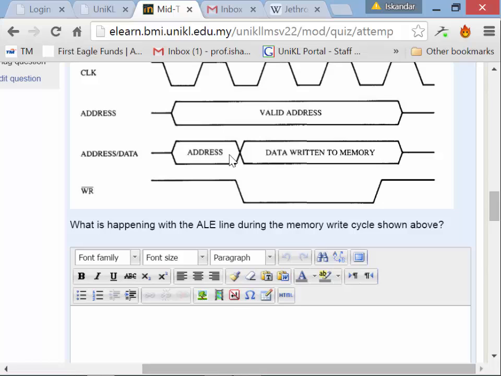As a matter of fact, I would say that chances are you would be asked to draw this on a final exam. Draw what the ALE is. It would go high during the time between here and here. It would just simply pulse high and low, and that would then latch the valid address onto the output of the 373s there. So when we look at this drawing, it all equates back to the previous ones.